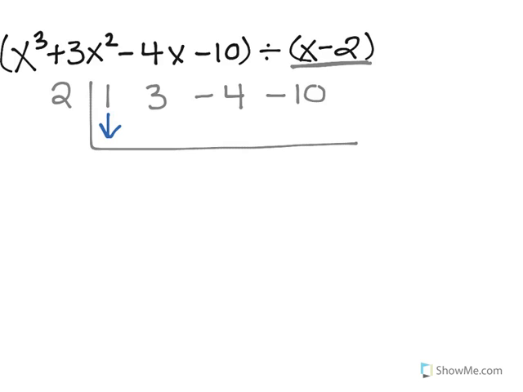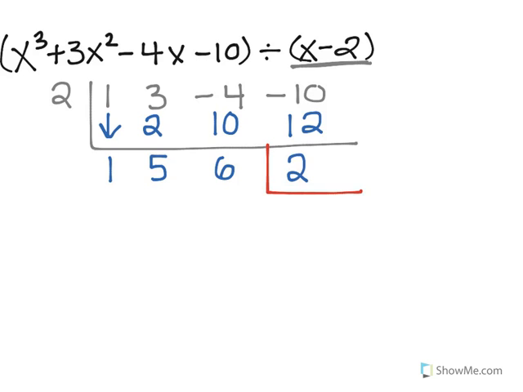Okay, bring down the 1. 2 times 1 is 2. Add down. 3 plus 2 is 5. Back to the outside. 2 times 5 is 10. Add down again, and you're going to get positive 6. And then you do 2 times 6 is 12. Add down again, and you get 2. Now remember, this one is always our remainder.